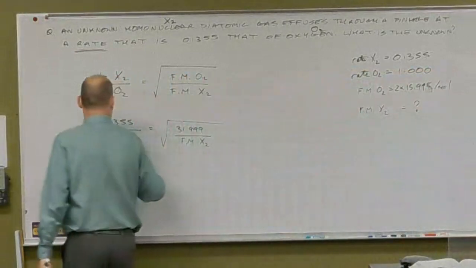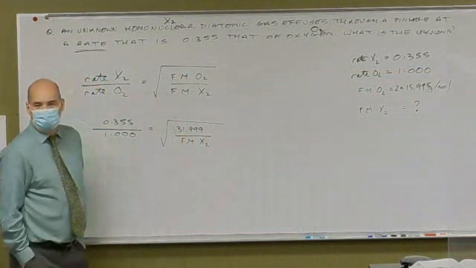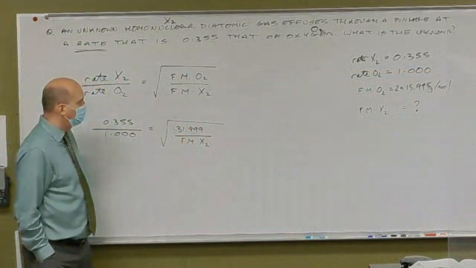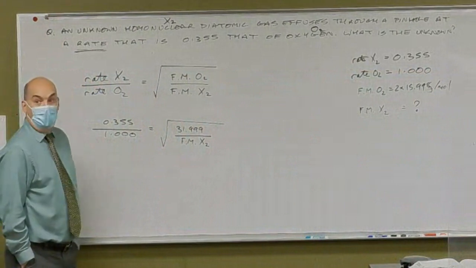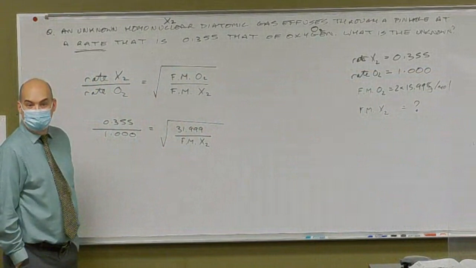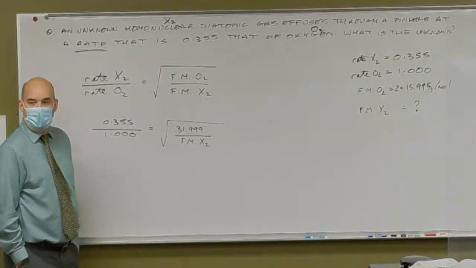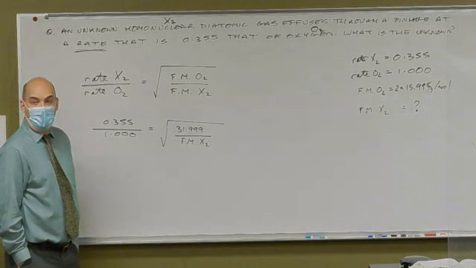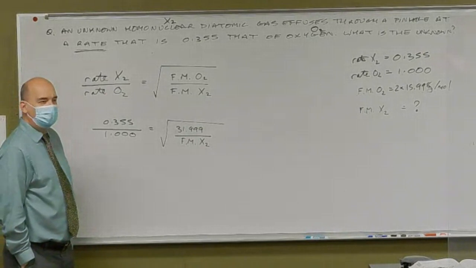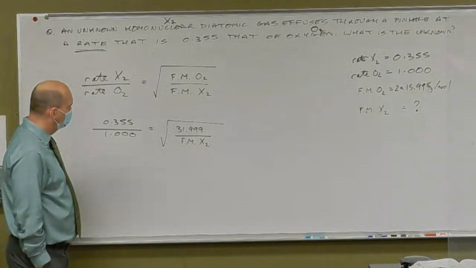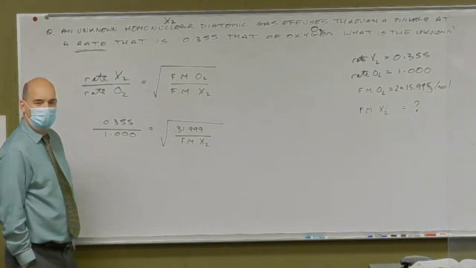The 0.35 divided by 1, which is 0.35, is equal to the square root of 32 divided by whatever the formula mass of x is. At this point, I'm stuck because I don't know what a square root is, and I don't know how to get rid of it, which means I can't find my final answer. If there's a square root in your equation, how do you make it go away?